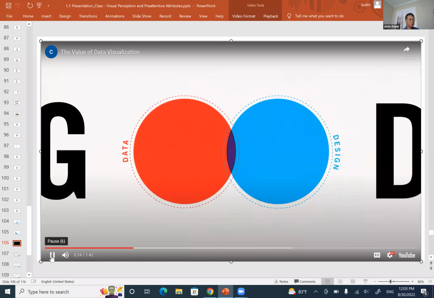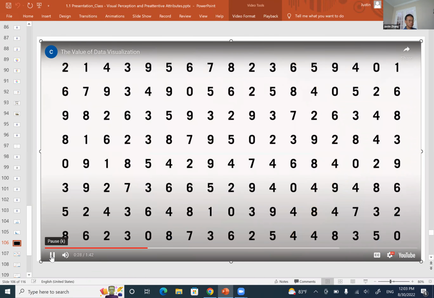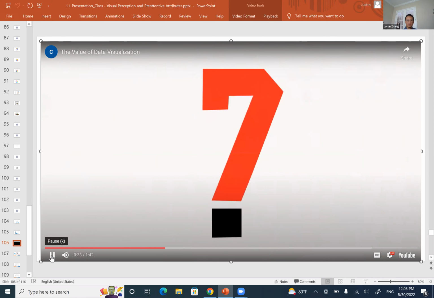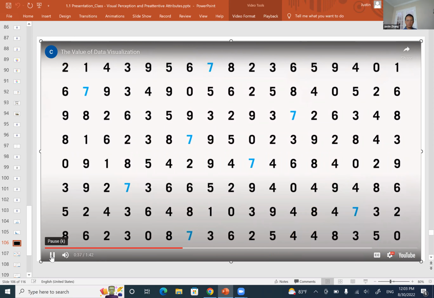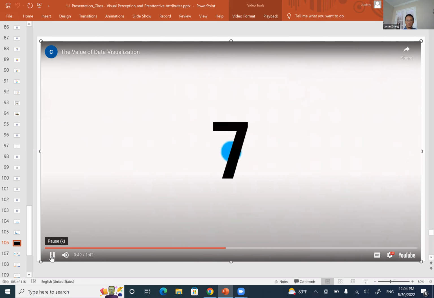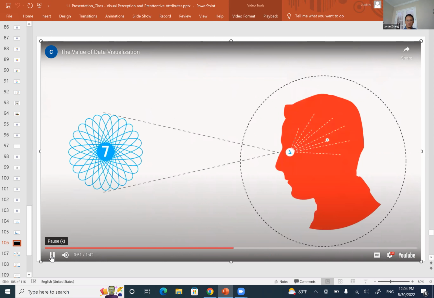Take a few seconds to count the sevens in this number set. How many were there? Not sure? Now try. A simple color change makes comprehension almost instant. Color is one of several pre-attentive attributes, like size, orientation, flicker. Visual clues that the human brain processes within 250 milliseconds.